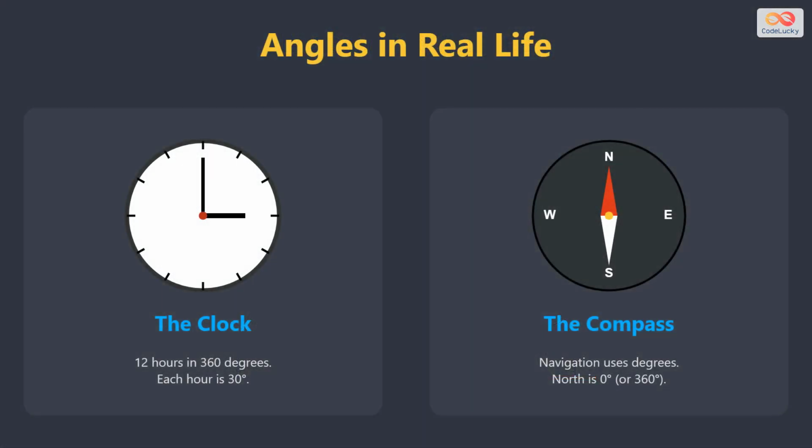We see degrees everywhere. A clock face is a circle of 360 degrees, where each hour mark is 30 degrees apart. A compass also uses degrees for navigation, with north usually starting at 0 or 360.